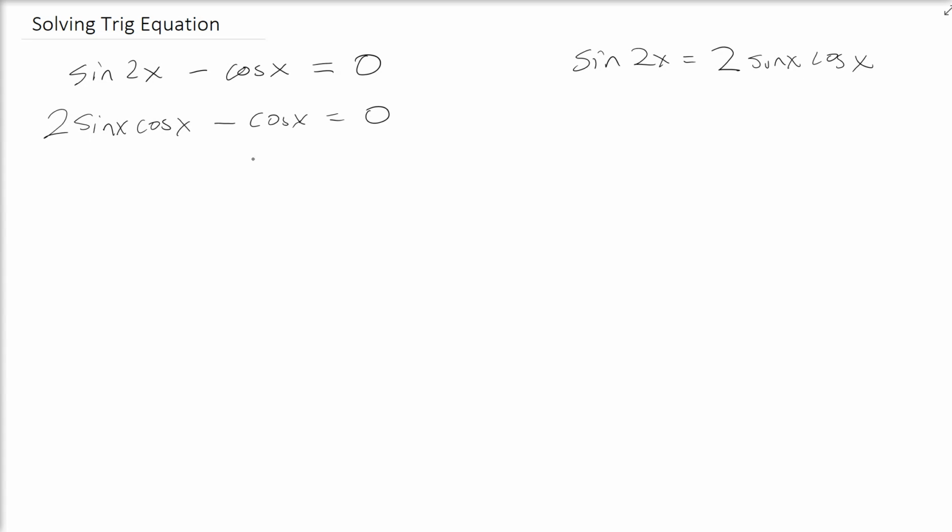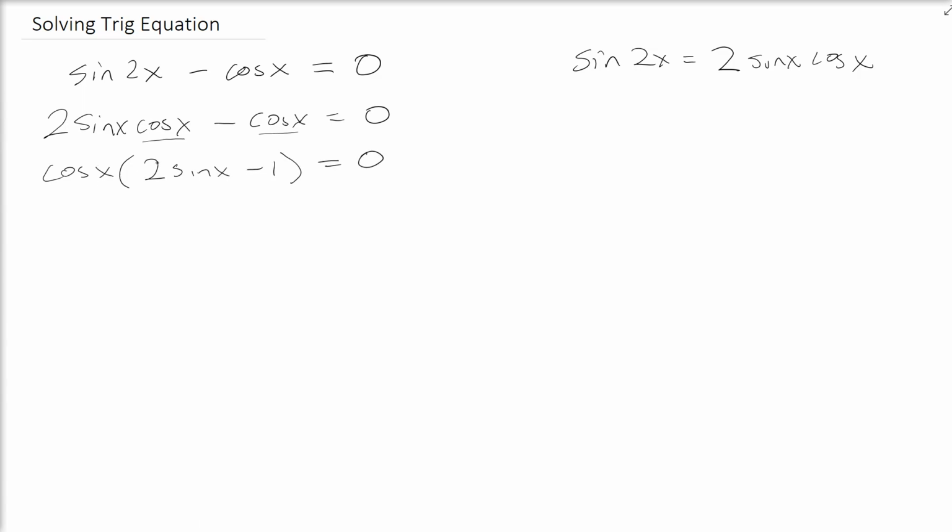Now, we're trying to solve this equation, and the best way to solve this is to try to factor out any term that's common to both of these. We've got a cosine of x here and a cosine of x here. Let's factor out cosine of x from this entire equation on the left-hand side. What we're left with is a 2 sine of x minus 1 equals 0.